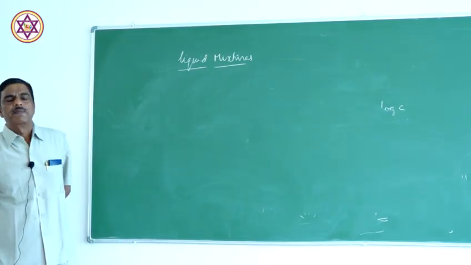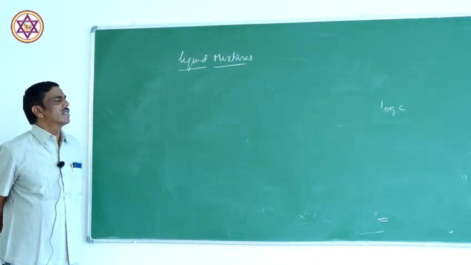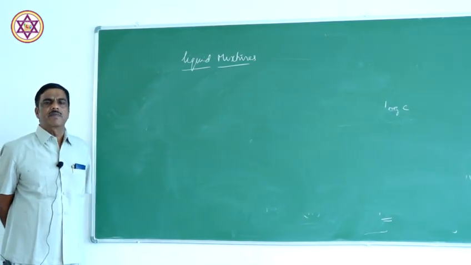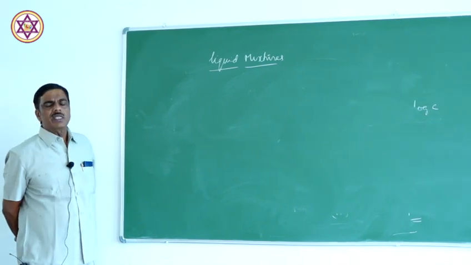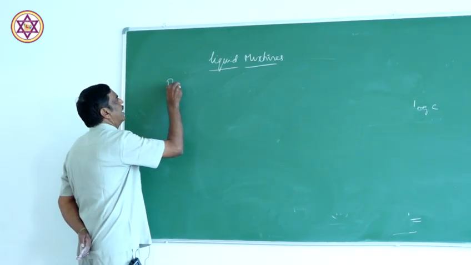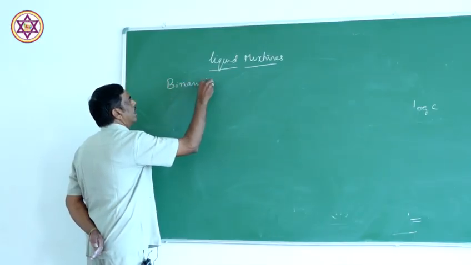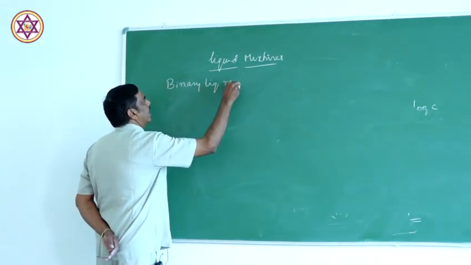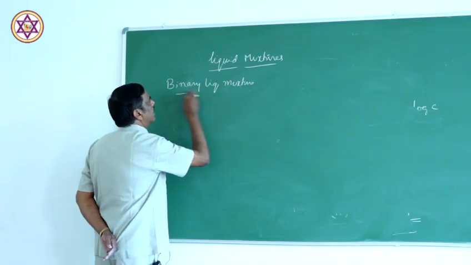Liquid mixtures. Mixing of two or more liquids is nothing but a liquid mixture. In liquid mixtures, if you mix only two liquids, that is called a binary liquid mixture. Binary liquid mixtures: you mix any two liquids.